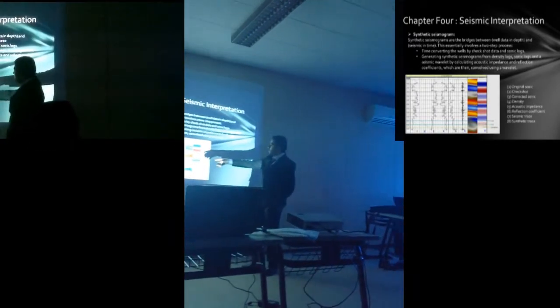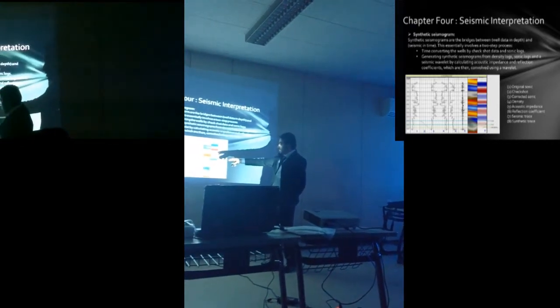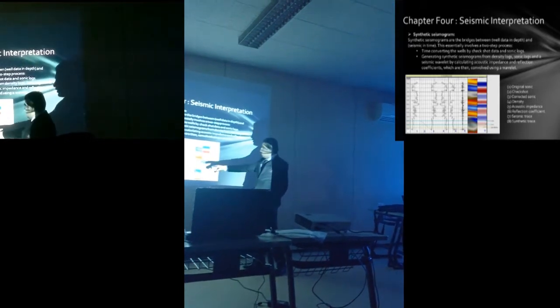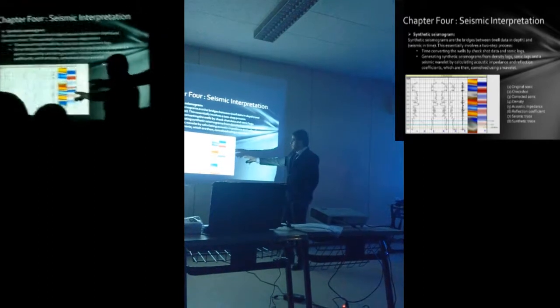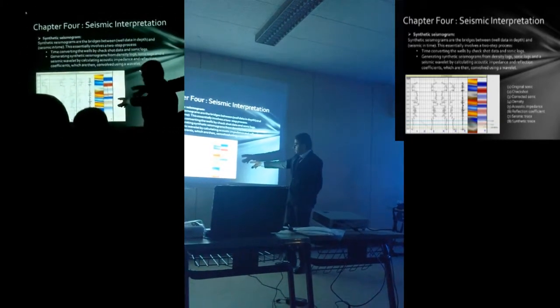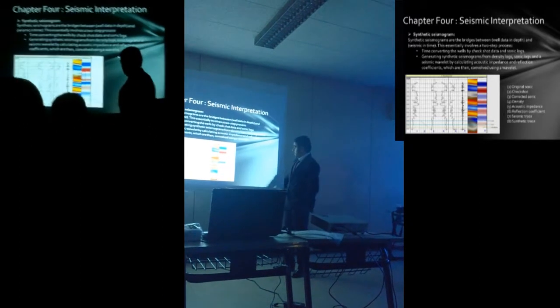As you can see, the first track represents the sonic log. The second track represents the check shots. The third track represents the density logs, and the corrected sonic log. The fourth track represents the density log. The fifth track represents the acoustic impedance, and the sixth track represents the reflection coefficient.